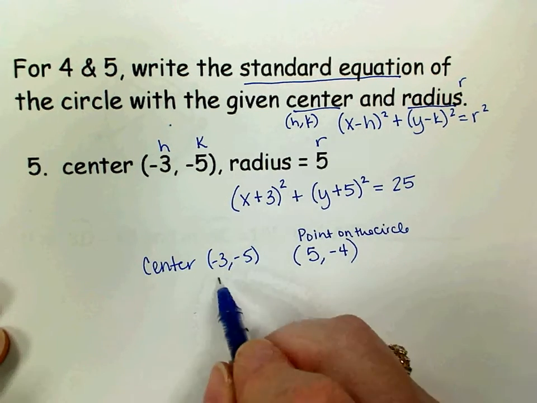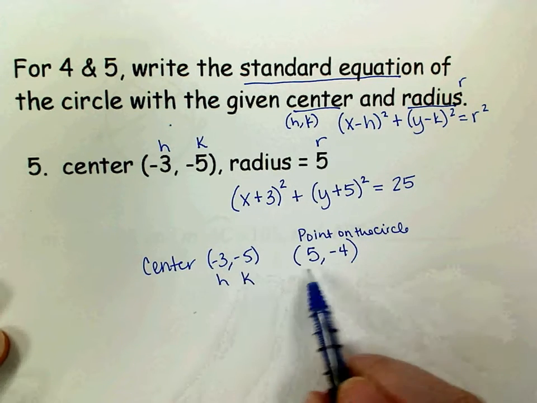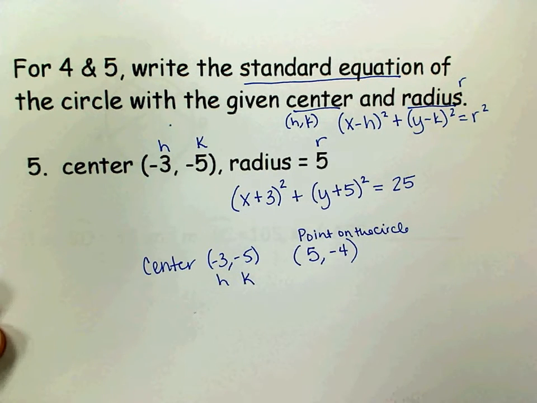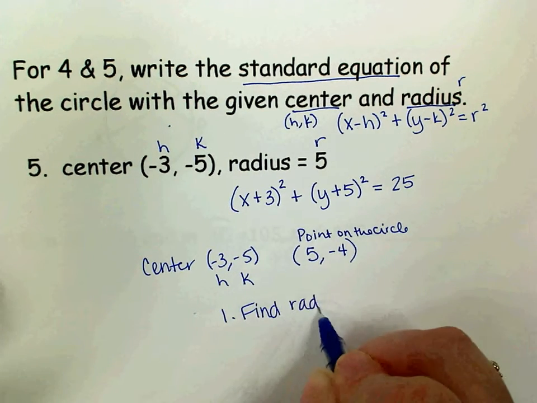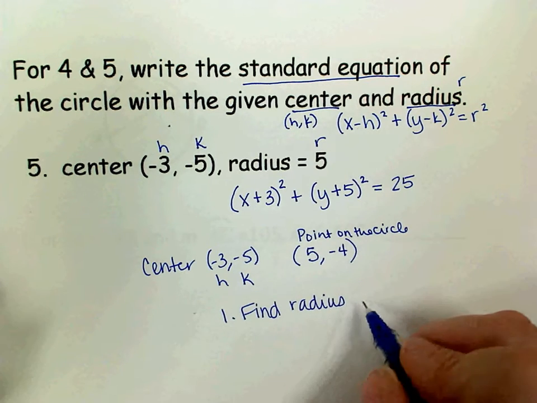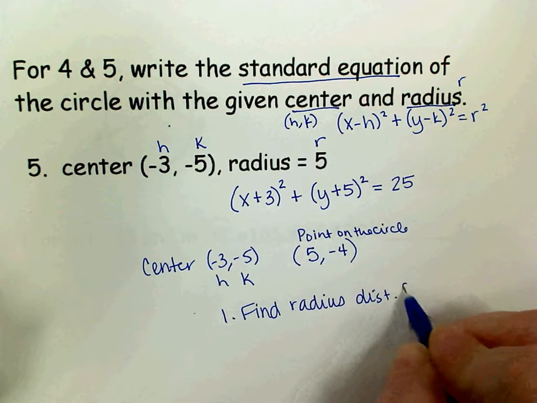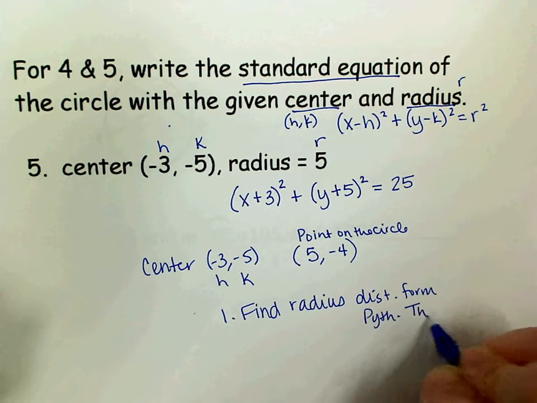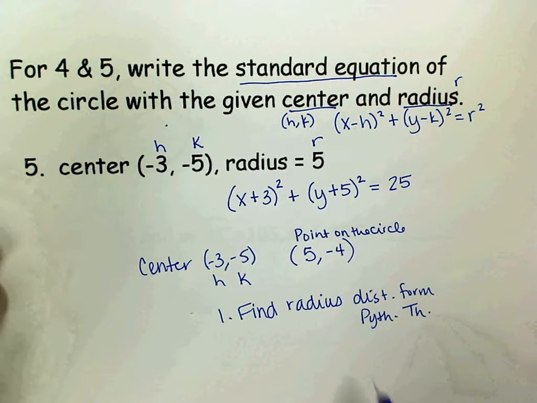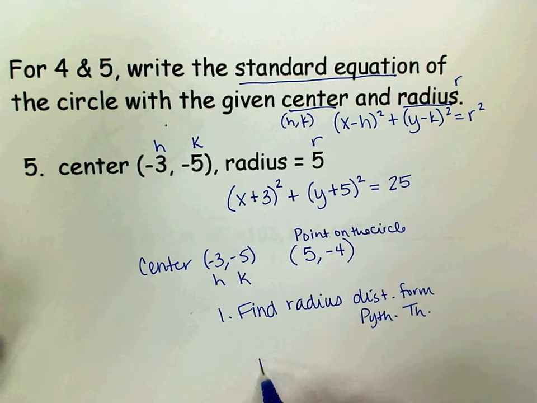Well, we know this is our h and k value, but we don't know our radius. So the first thing you're going to have to do is find your radius. And you can find your radius either using the distance formula or you can use Pythagorean theorem, whichever one you want to do. Okay, so let's look at the distance formula for our radius.